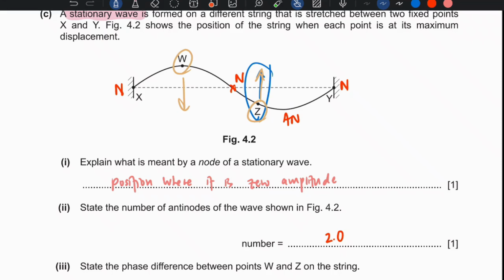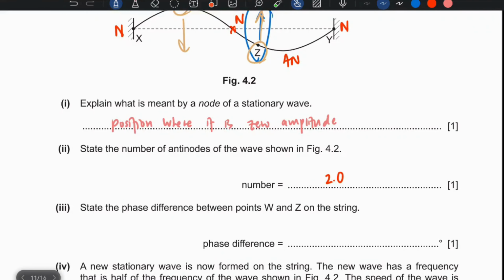Anti-phase means 180 degrees or pi radians. Since the unit they give you is degrees, make sure you write 180 degrees. Always check your unit here. Don't go and write pi. It's actually wrong, even though ideally it's correct. But since the unit is degrees, make sure you write 180. So since it's anti-phase, you write 180.